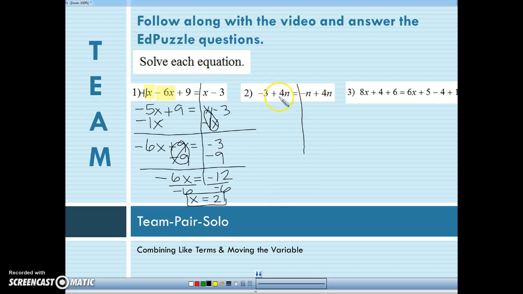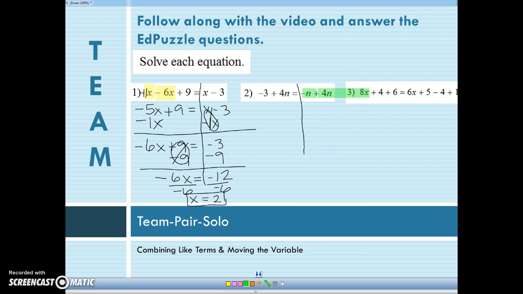Okay? All right, so again in our next one, I like to divide the sides of my equal sign. So I'm going to look on this side. Are there any like terms on this same side? No, there are not. And so then I look on this side and there are like terms. So I'm going to identify them with my highlighter. I've got negative n and positive 4n.